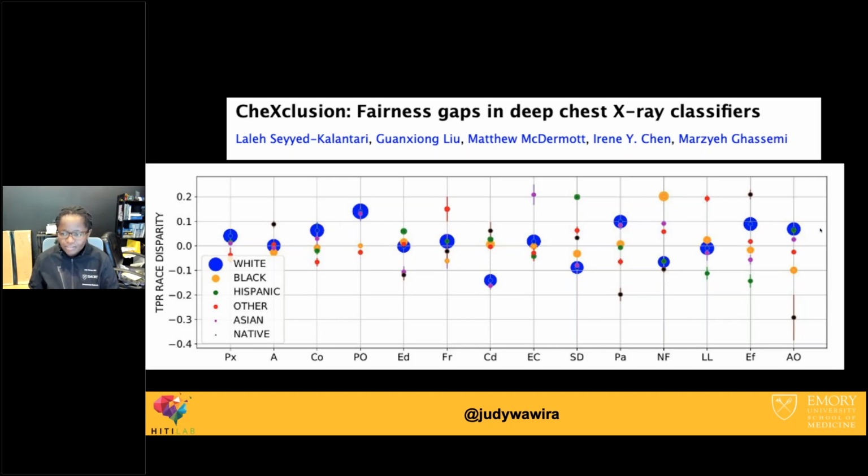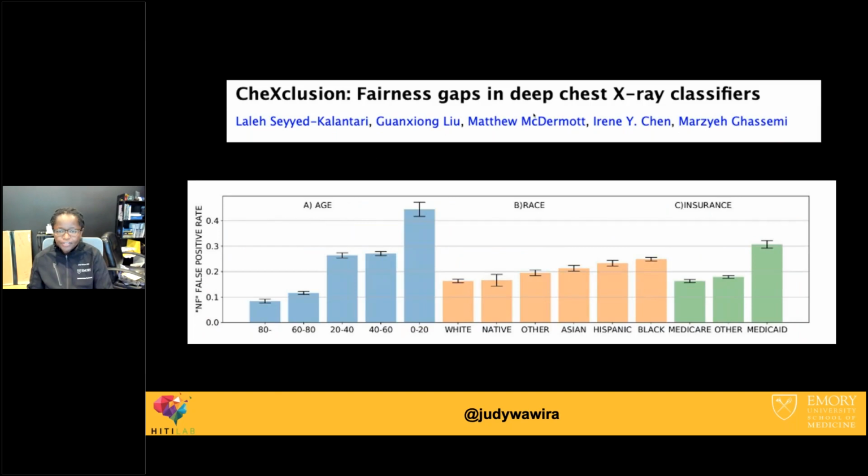Maybe some of the things that may give us better performance is making sure that the distribution of disease in the population during training is the same as in the application in future, and we may have some gaps. So in summary, this paper found that if you were between 0 to 20 years or black and were on Medicaid, the algorithm performs very poorly for you.